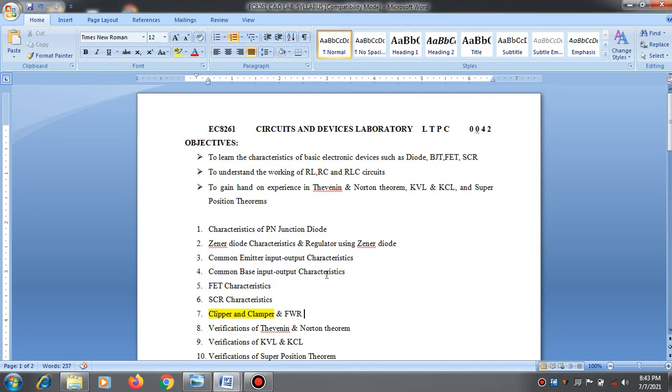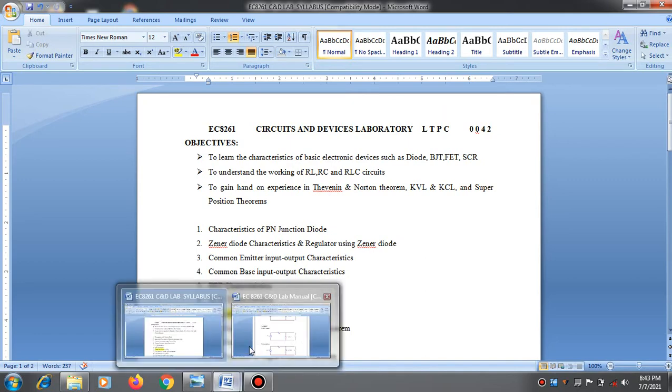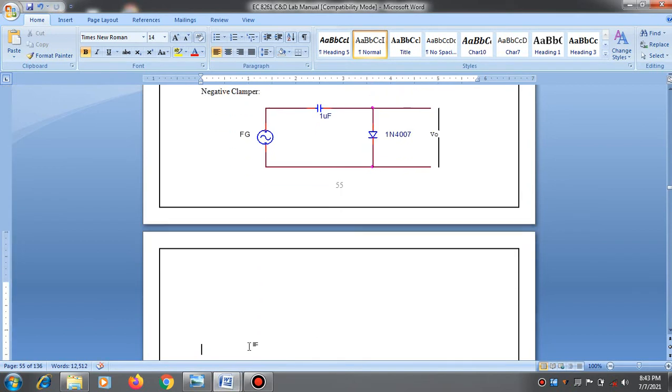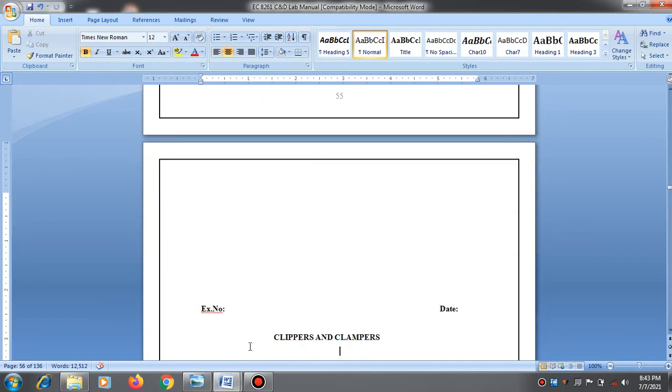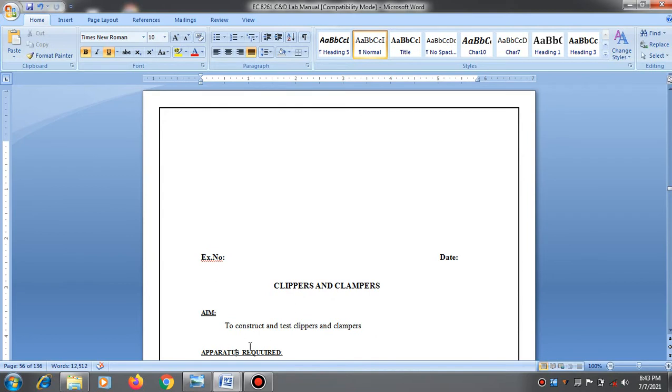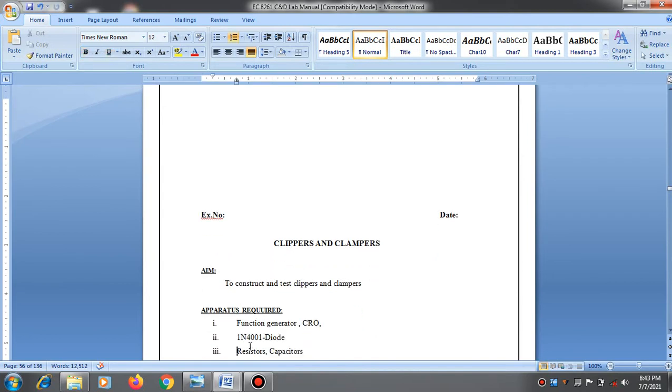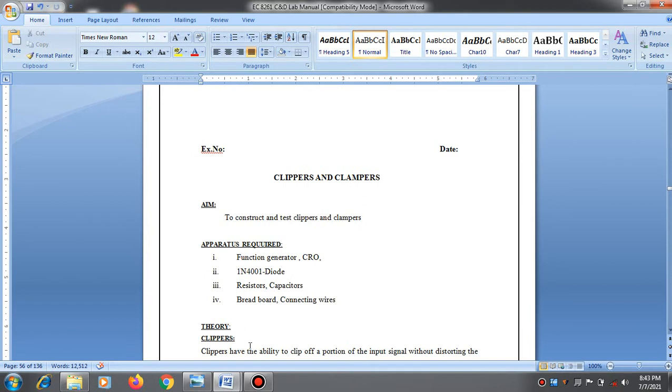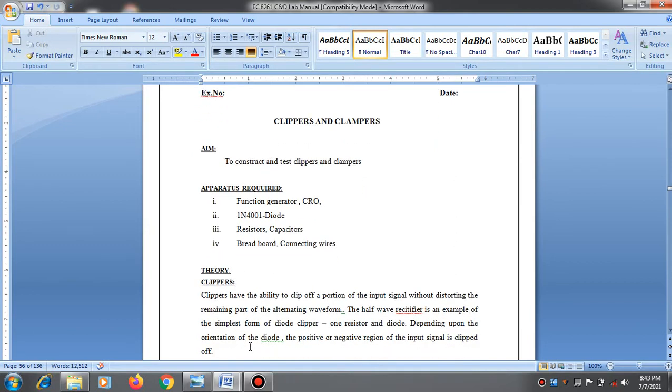In today's video, we are going to learn how experiment number 7, clippers and clampers, can be performed. The aim of the clippers and clampers experiment is to construct and test the clippers and clampers. The apparatus required for performing this experiment are a function generator, CRO, a PN junction diode, resistor, capacitor, breadboard, and connecting wires.